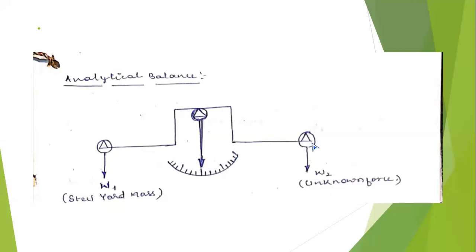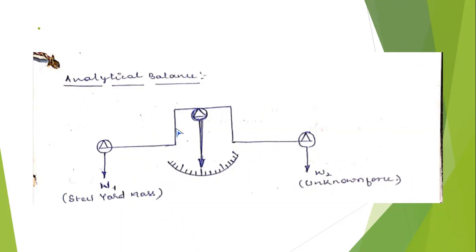Next come to the point, the right side, that is W2. That is the unknown force. W2, unknown force. So what all the components present here in the analytical balance: the trapezoidal or triangular edge, which looks like a knife edge, is considered as W1. Here you have to keep the dead weights of 1 kg or 2 kg or 500 grams like that.